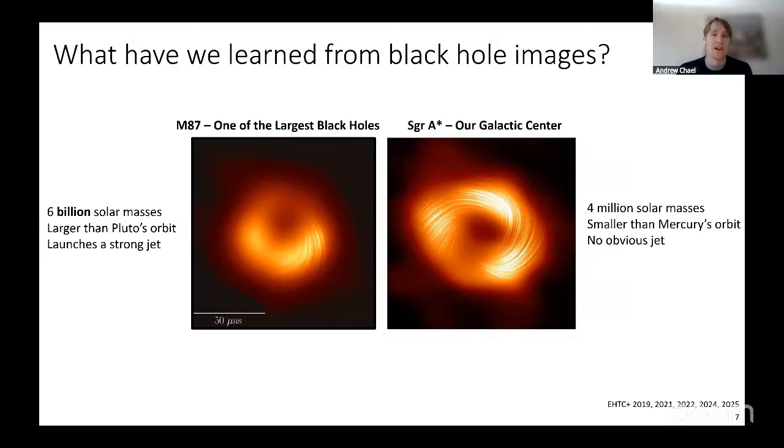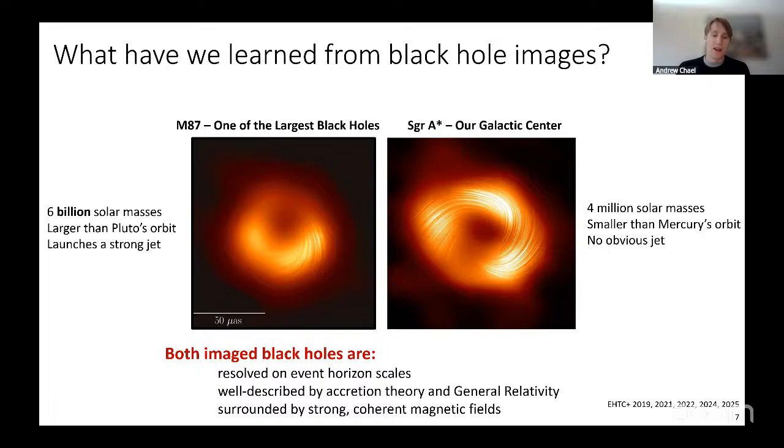In particular, just looking at the two that we have so far, both in M87 and in Sagittarius A*, despite the fact that these black holes are thousands of times different in their mass, so Sagittarius A* is 1,000 times less massive than M87, the images look about the same when you scale them appropriately. And that's telling us something about the scale invariance of the accretion physics, how these black holes are eating matter and launching material.